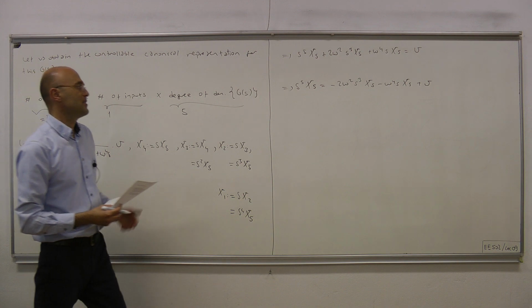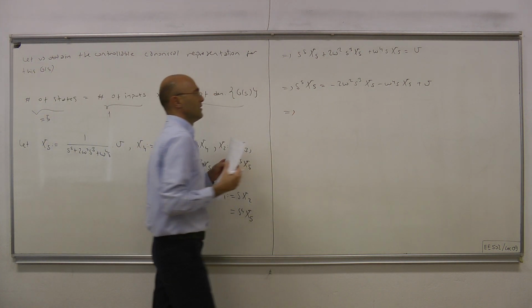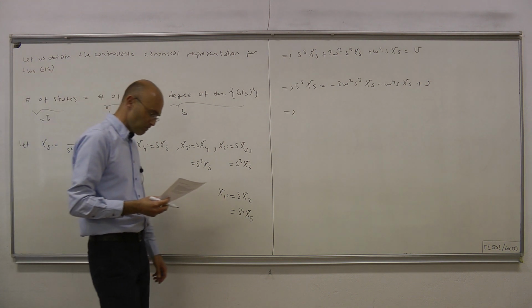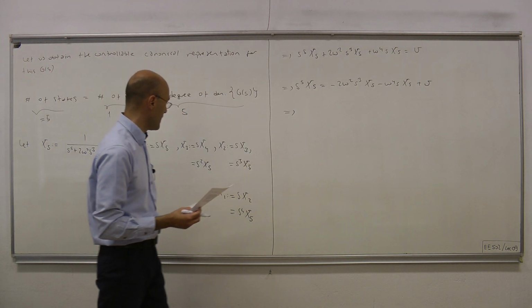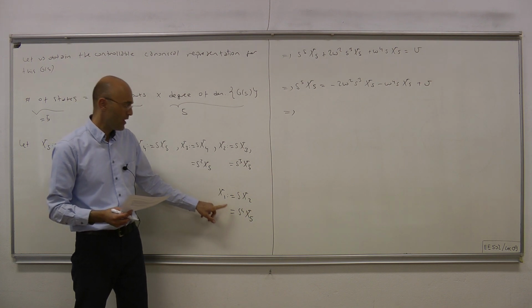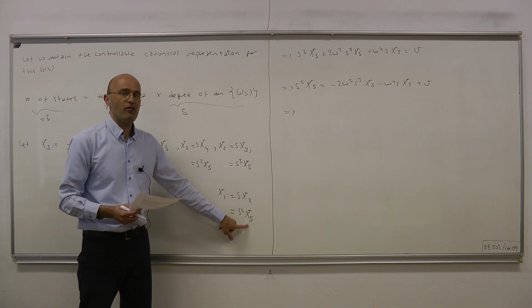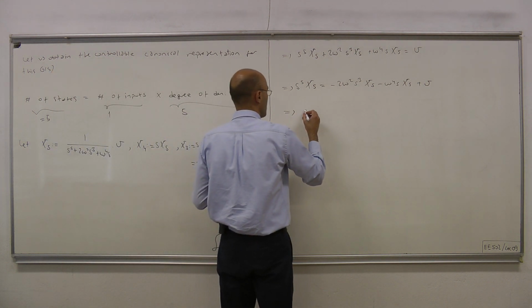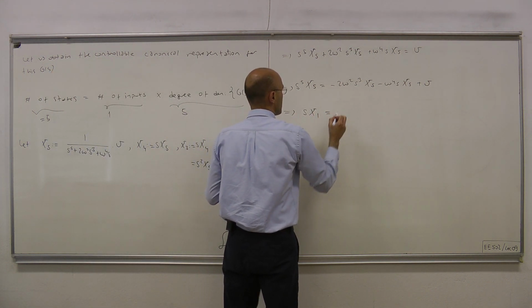And once again we rewrite that equation by remembering that x1 was s to the 4 times x5. Therefore, s to the 5 times x5 is s x1.